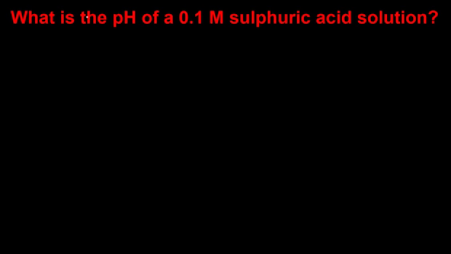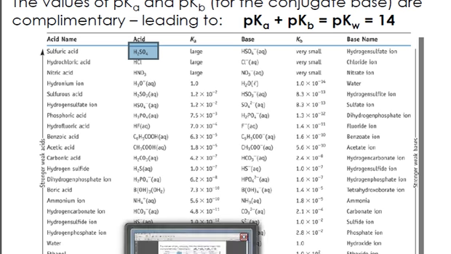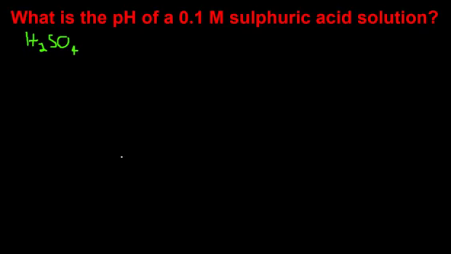Okay, so the first step we're going to have here is we have our H2SO4, and because this is a strong acid, we can think of it as not being in equilibrium and just going all the way to HSO4 minus, and of course a proton.